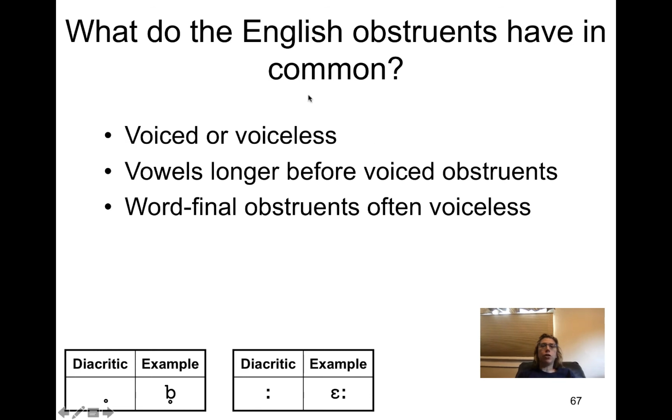Okay, so in general, our obstruents have cognate pairs, right? All of our obstruents have voiced and voiceless pairings. We have longer vowels before the voiced obstruents as compared to the voiceless obstruents. And those word-final obstruents often have some partial devoicing, right? At the ends, they may not be fully devoiced, but there might be that partial devoicing.